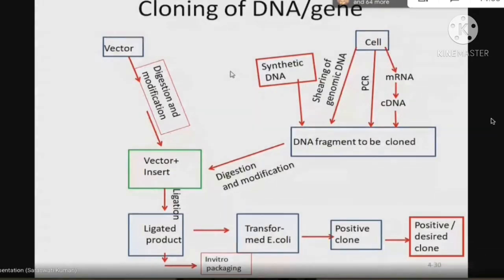So, if the probability of getting your positive clone is less, then what will happen? You have to isolate plasmid from several colonies, and then you will digest it and check the fallout.